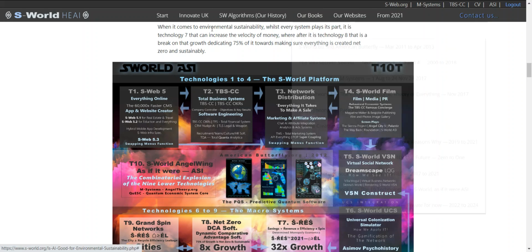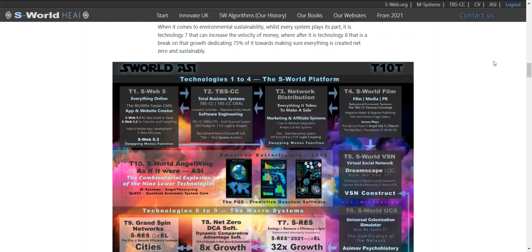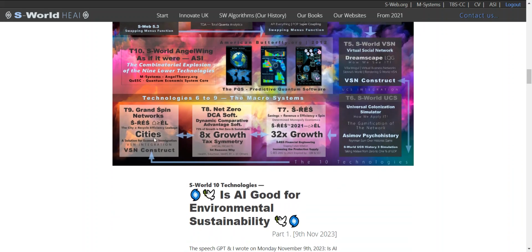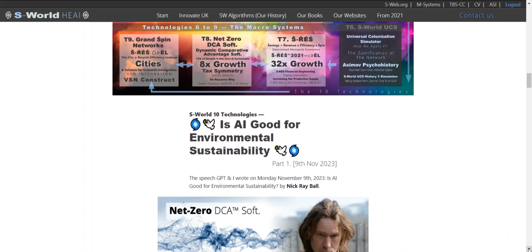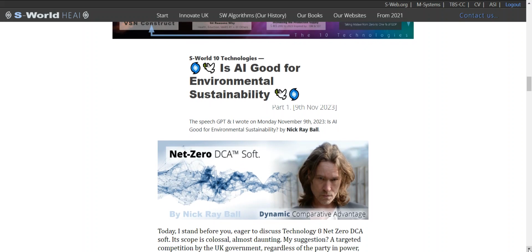Okay, so when it comes to environmental sustainability, whilst every system plays its part, it is technology 7 that can increase the velocity of money, whereafter it is technology 8 that is a breakthrough, dedicating 75% of it towards making sure everything is created net zero and sustainably. Okay, what are we creating? Well, in large part we're creating cities, but that's for another talk. You can look at the bottom of this page for books on all of this.